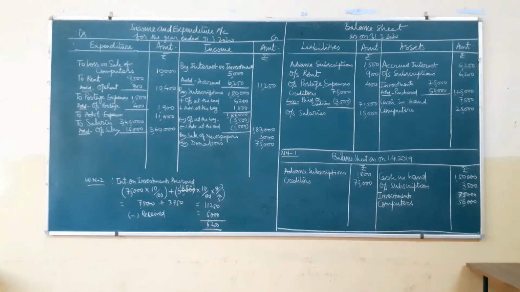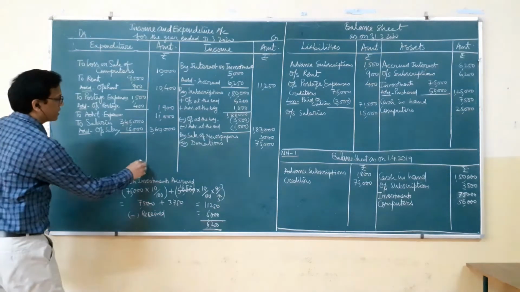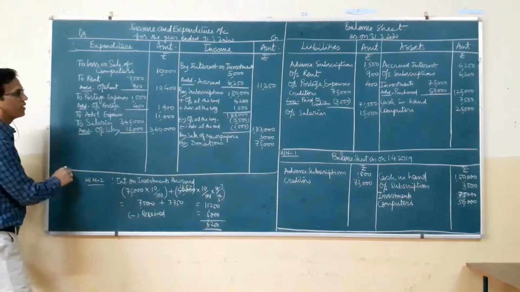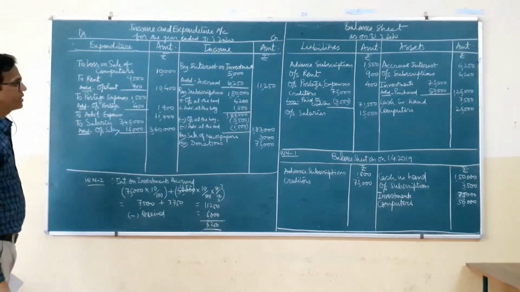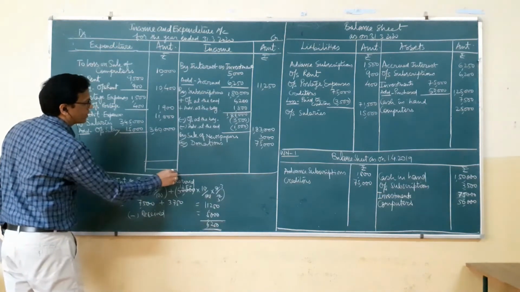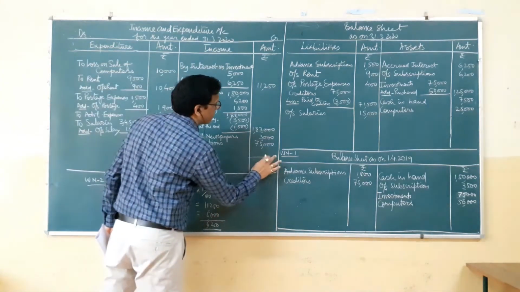Now we will make the calculations. So first let us see what is the position of the income and expenditure account. First we will calculate the totals of both the sides. Which side is larger? Let us see.